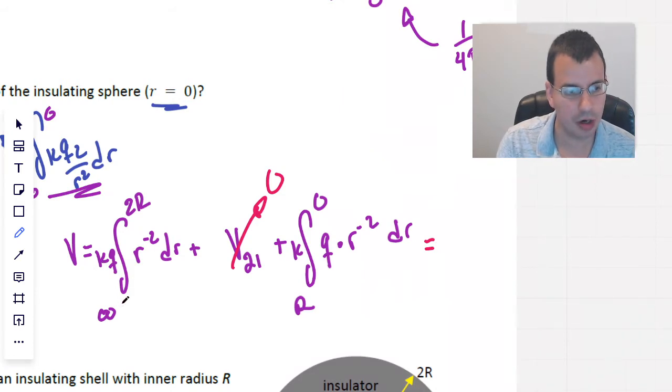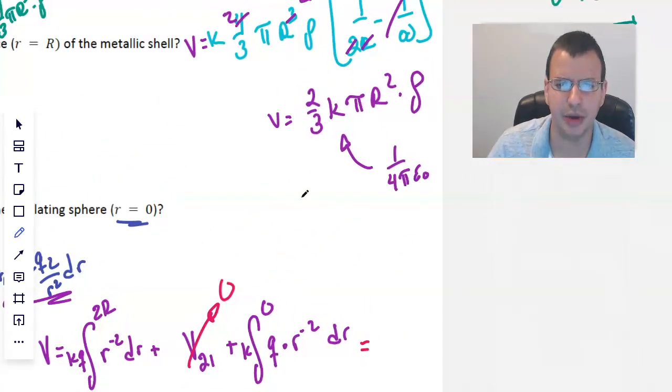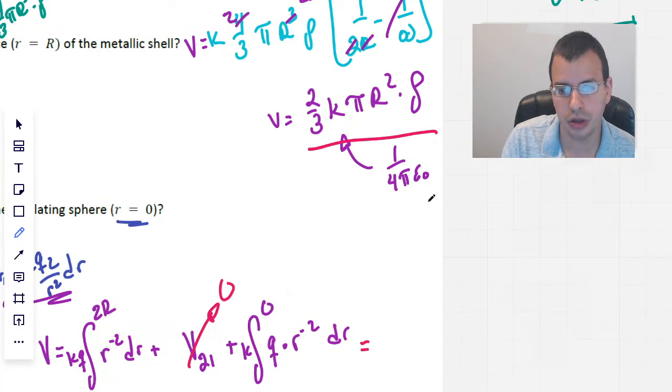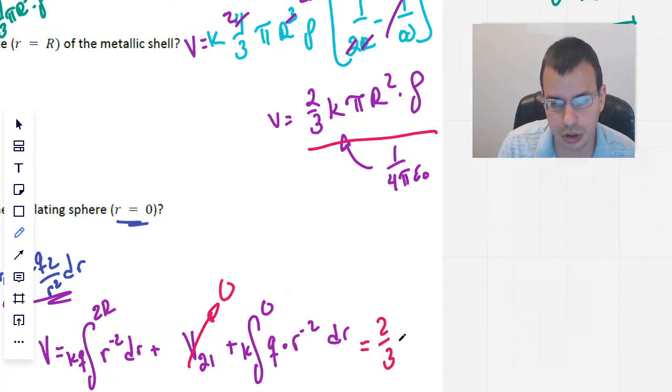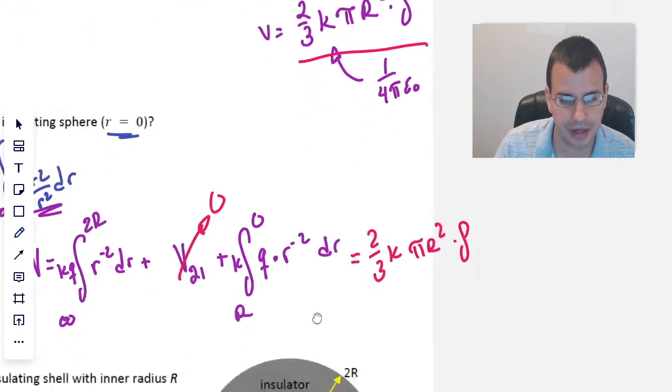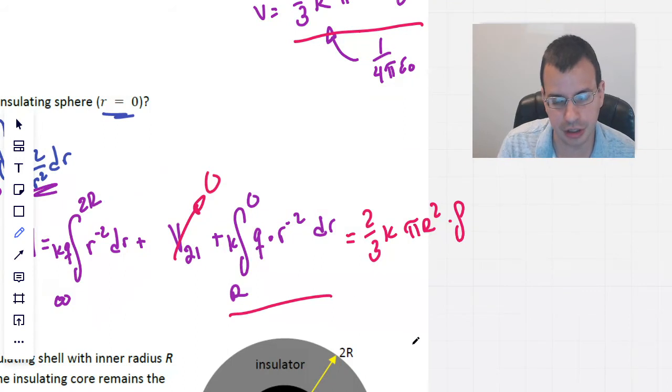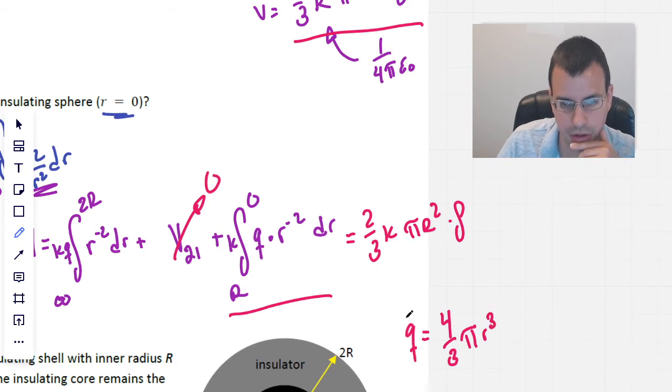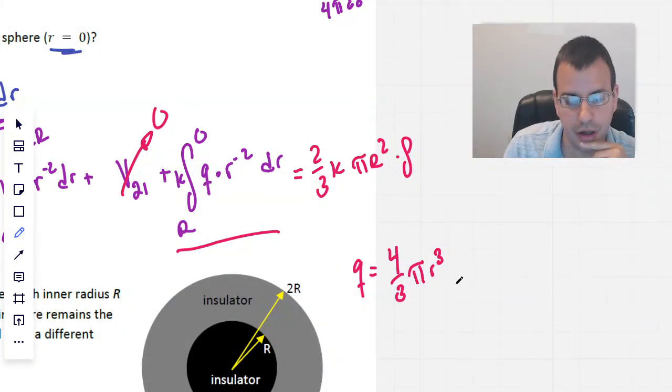So for this part, we already solved that, and we got 2/3 k pi r squared times rho. And now we need to solve this portion right here. So q equals 4/3 pi r cubed, and then we're going to divide that by r squared, and we're taking the integral of that.